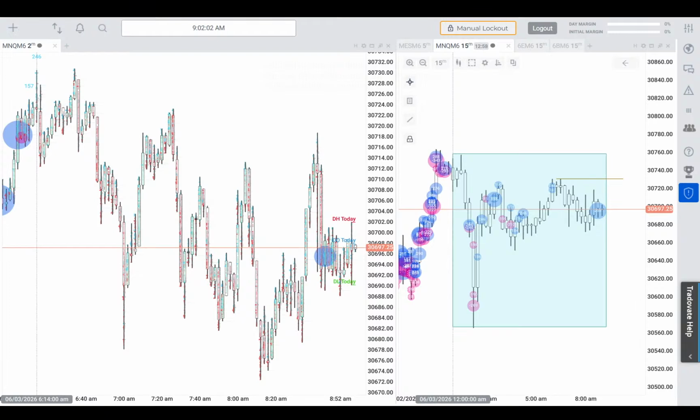What's the setup you're looking at? We will find that out. I am just double checking something on the machine. All right. I'm going to pop the chat out.